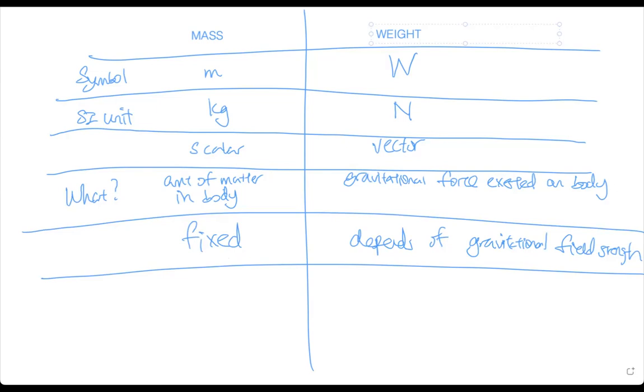Can you think of anything else? That's all I can think of. So there are five differences between mass and weight. Is there any other difference?